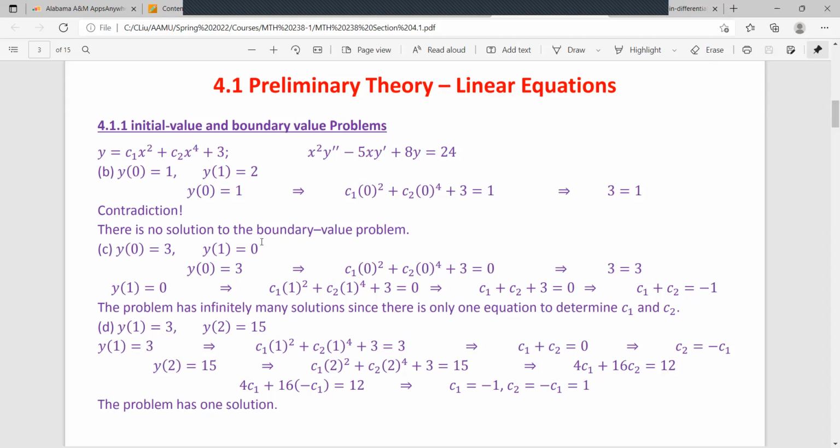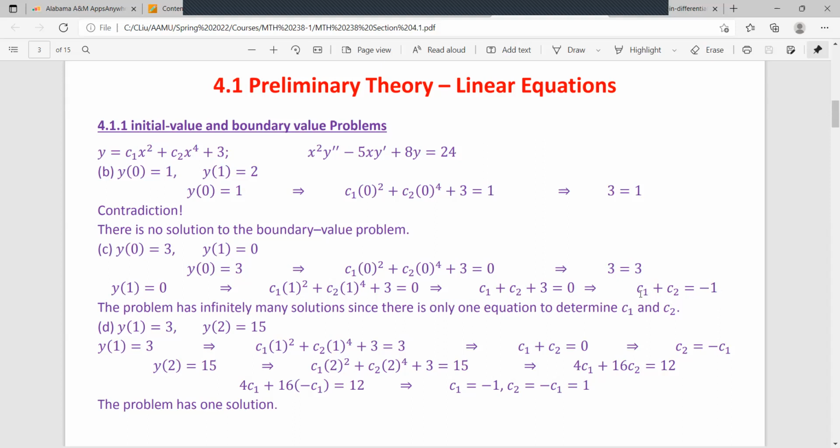And then we use the other boundary condition y(1) equal to 0. So plugging 1 for x in y, we can see c1 times 1 squared plus c2 times 1 to the fourth plus 3 equal to 0. So that's given. Okay, 1 to any power is 1. So you end up with c1 times 1 plus c2 times 1 plus 3 equal to 0, or c1 plus c2 plus 3 equal to 0. And so c1 plus c2 will be equal to -3. I don't know why I wrote -1 here. There are so many typos, I'm sorry.